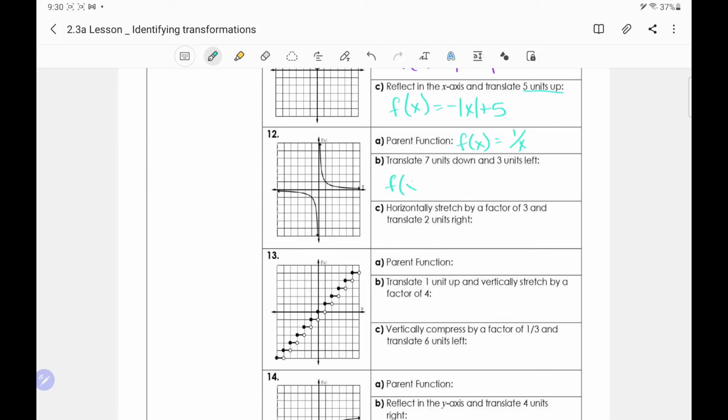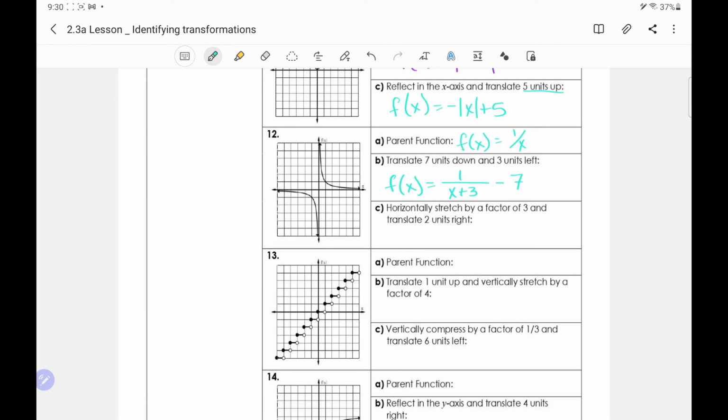So it's going to become f of x. My 1 stays the same, and on the bottom, 3 units left. It's the opposite because we're going left and right. So instead of minus 3, it's going to be plus 3. And then the 7 units down is outside of where the x is. It's just added on to the end of the function.